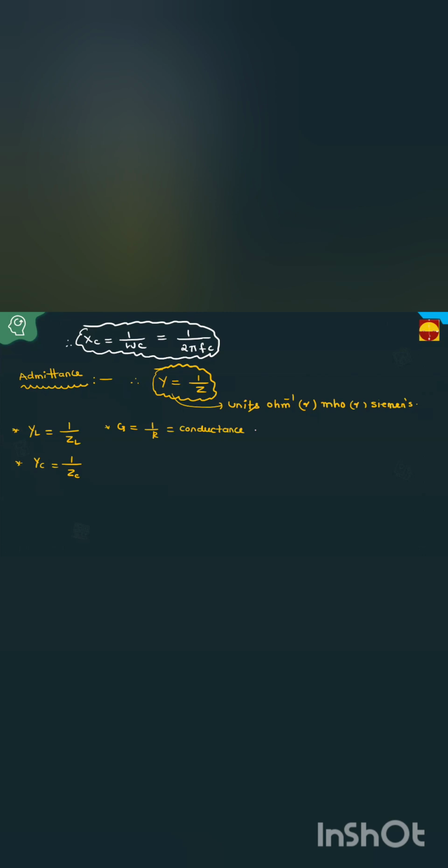R is opposition for current. What is the property of R? R opposes the current. Can anybody tell what G is? If R is the opposition for current, what is G? Come on. Conductance is 1 by resistance. R is opposing, so the inverse of R, conductance, is the property of allowing the current.